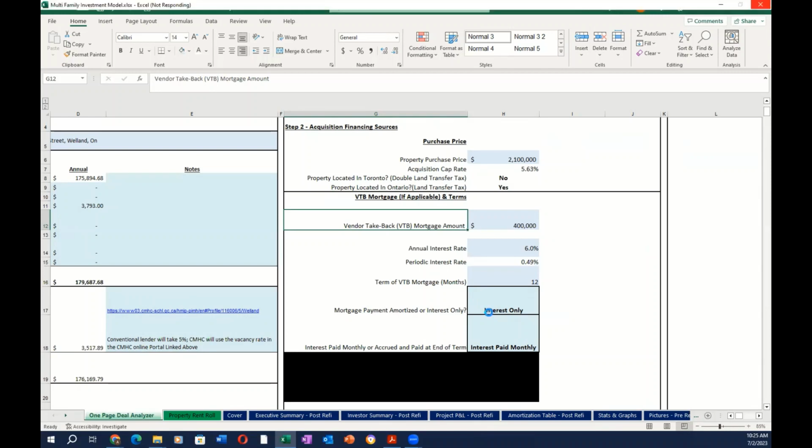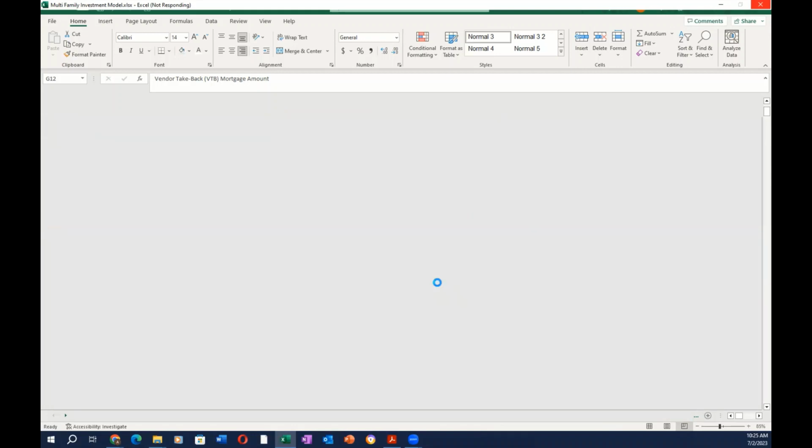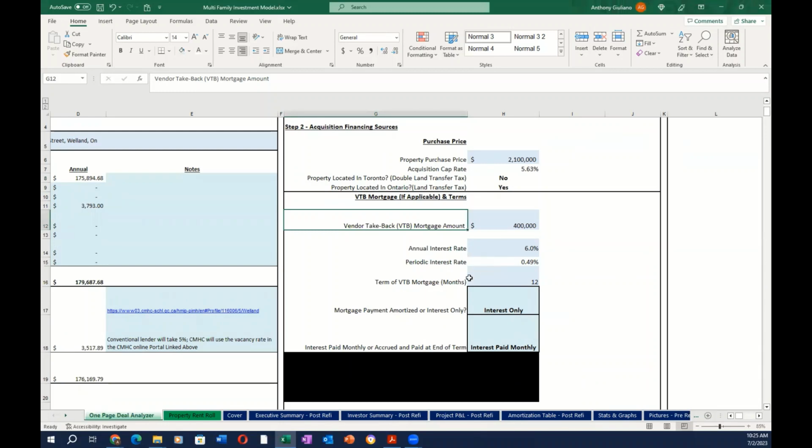And you'll see once we go through down at the bottom how we can come back to this and reiterate it. So for example, we have a vendor take back mortgage assumption. Right now, I'm entering $400,000. The annual interest rate that I'm going to pay that vendor is about 6%. The periodic interest rate just gets calculated based on the 6%, and that's a monthly rate. And I've entered the term as 12 months.